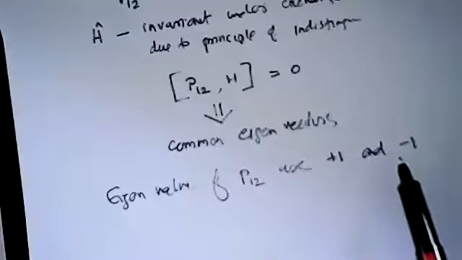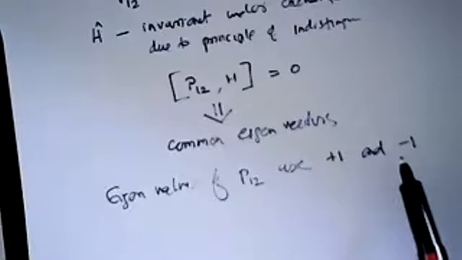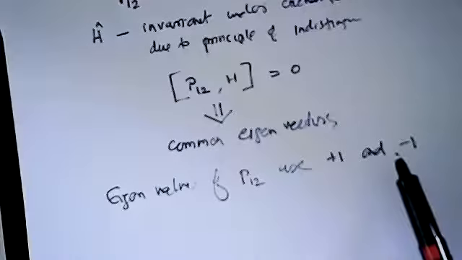Correspondingly, how many eigenvectors will there be? How many eigenvectors will there be corresponding to these eigenvalues?